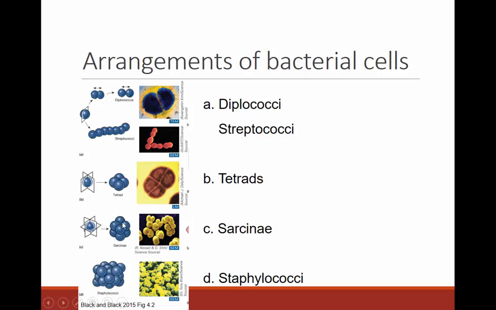Then you have the Sarcinae. These are the ones that will reproduce in three planes, but they don't disengage from the other cells. So they form little groups, clusters. Then we've got another type of cluster form, which is the Staphylococci. And it looks more like a cluster of grapes.